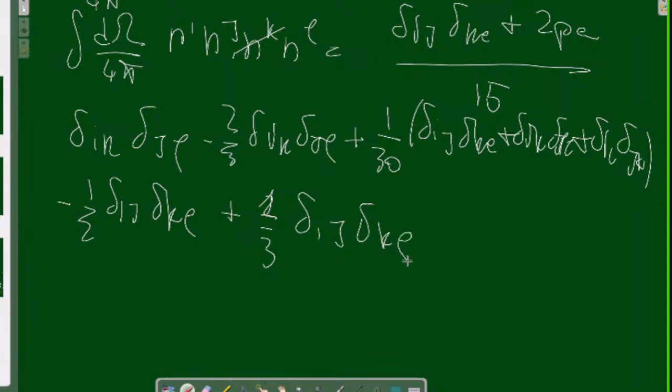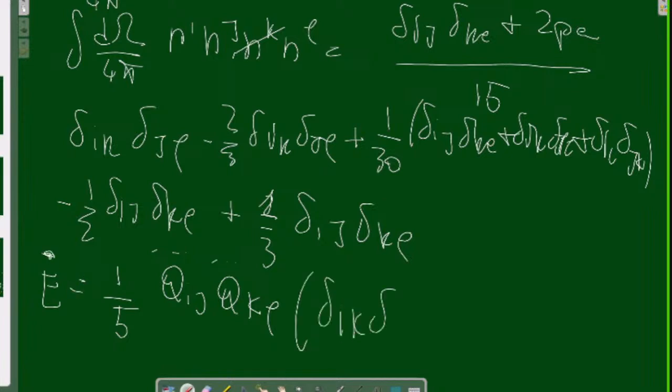I mean, if you put all the things together, trust me, you do the computation, you get 1/5 qij, qkl with 3 derivatives for E dot. And the contraction is delta ik, delta jl, minus delta ij, delta kl divided by 3. You put all the pieces together, then you get the result.